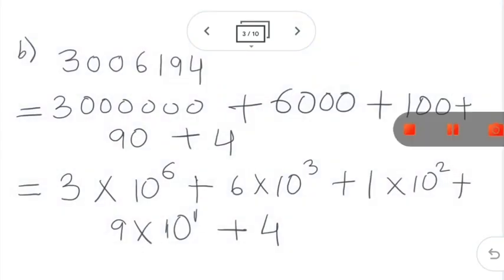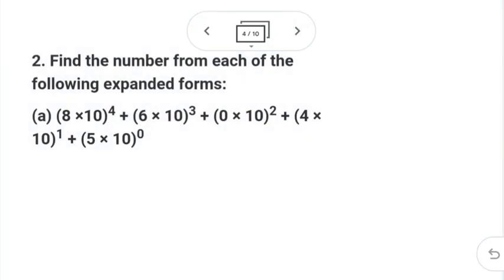Now next we are going to do question number 2. Find the number from each of the following expanded forms. Now we are given expanded forms and we have to find the number. In previous question we were given numbers and we had written their expanded forms. But here we are given expanded form and we have to write the number. So let's write it.